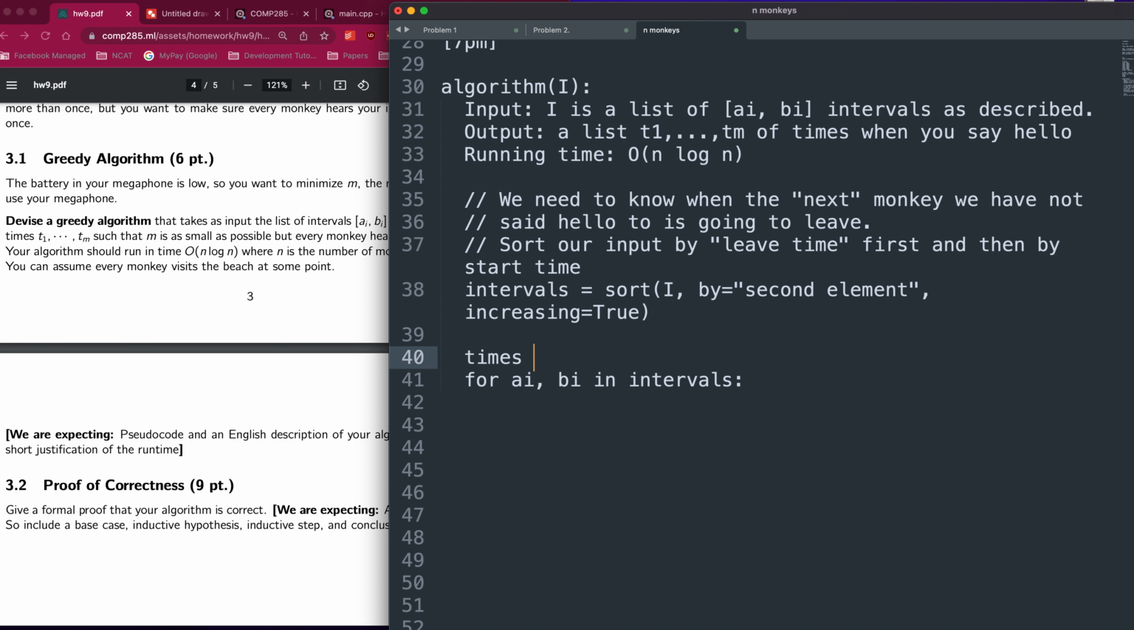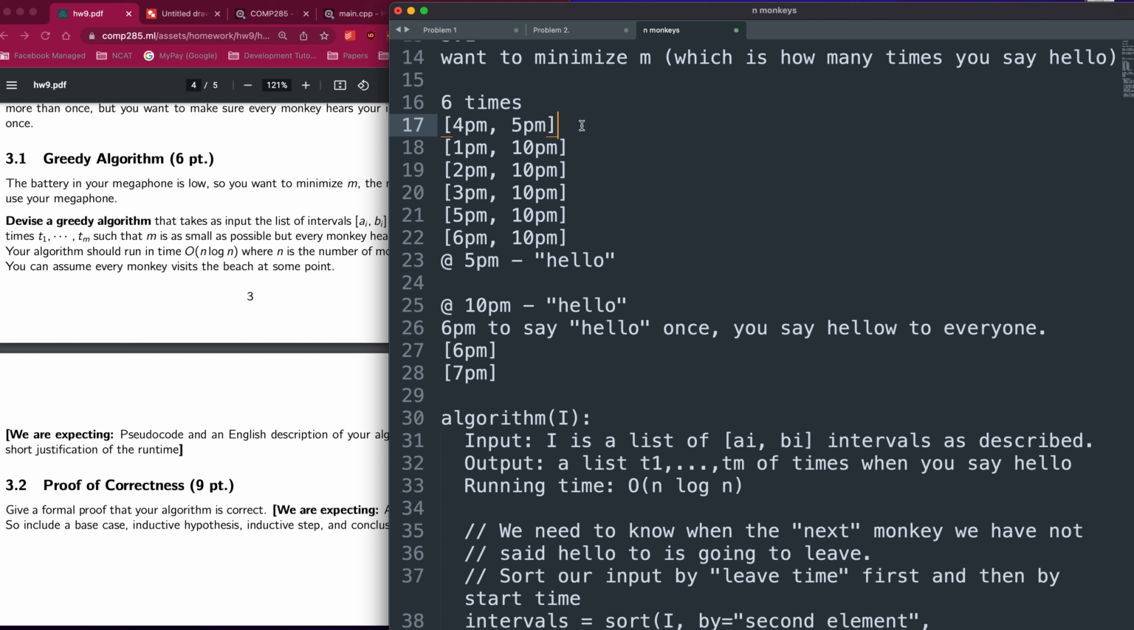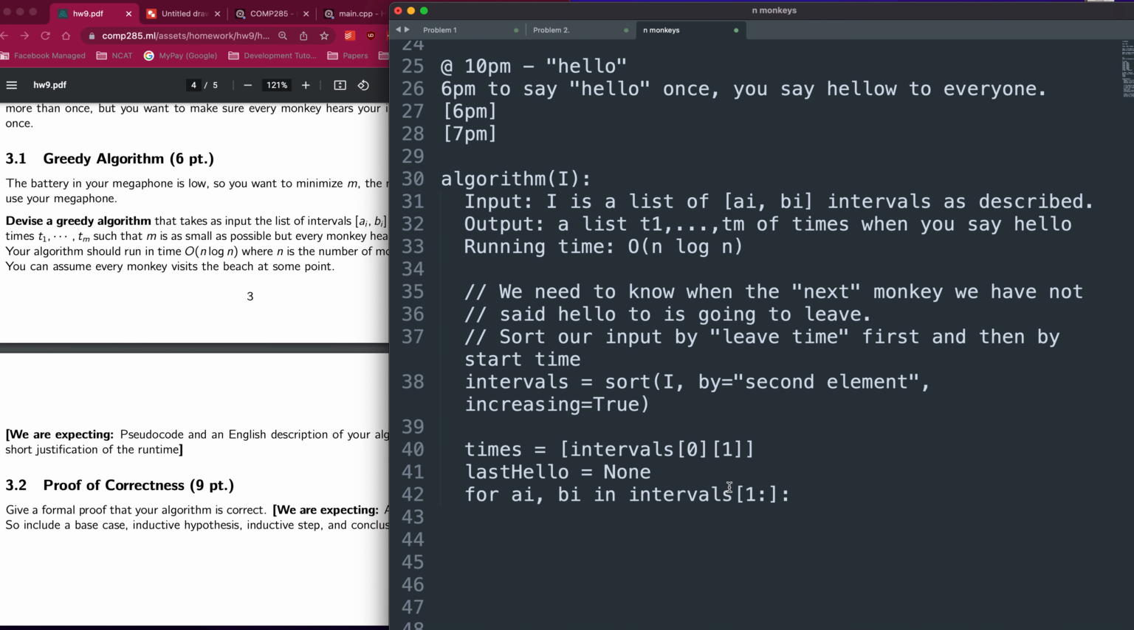Then the times when we say hello is going to start empty. And we're going to say last hello was, let's say, none. Well, we have to say hello the very first time. So we know for sure we're going to say hello at intervals[0][1]. Whatever was the earliest time somebody left, we definitely said hello at that time because we had to say hello to that monkey before he left. And this is also the last time we said hello.